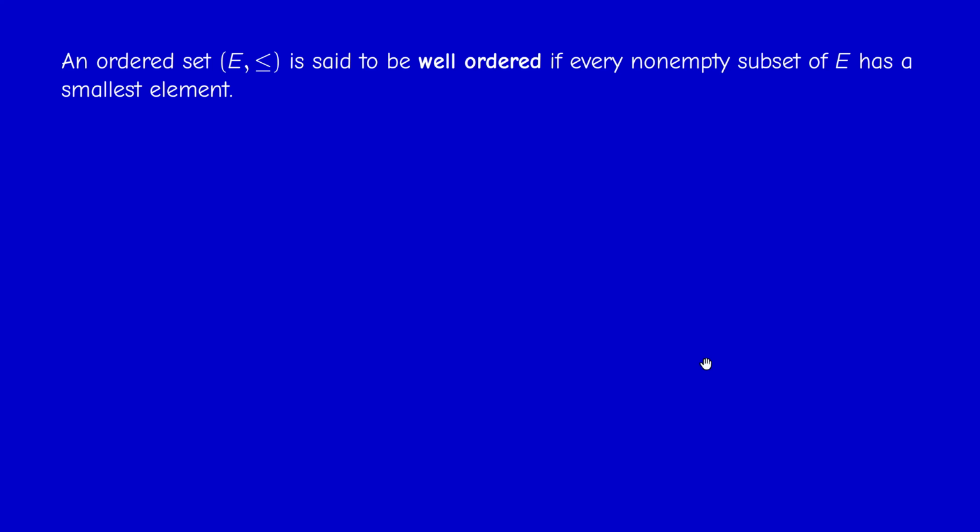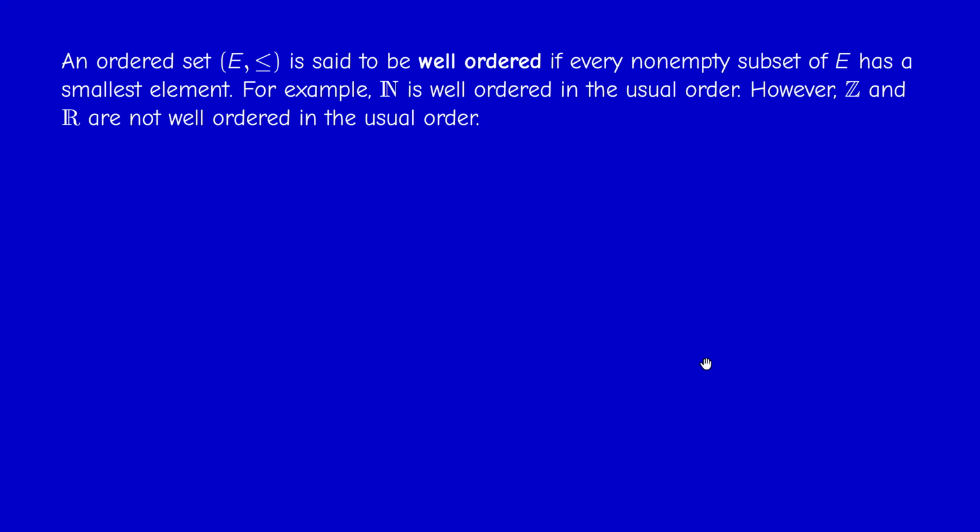And finally, the notion of well ordering. I will not use it in this course, but just to be complete, an ordered set is well ordered if every non-empty subset of E has the smallest element. And the most famous example is the set of integers N is well ordered, and we used this fact actually in the previous example. So any non-empty subset of N has the smallest element. We used this fact. However, Z and R are not well ordered because Z has no smallest element, right? Or the negative integers have no smallest element. Same thing for R. So N is well ordered in the usual order, but Z and R are not.